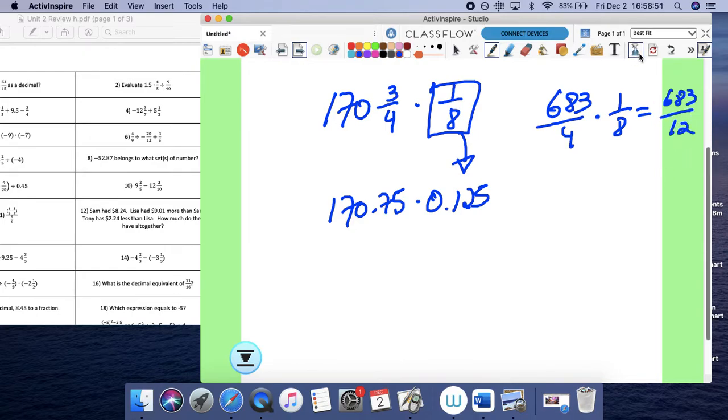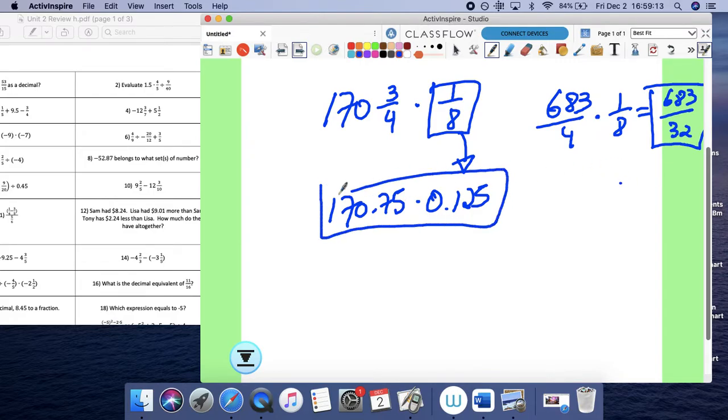I apologize. And then depending on your multiple choice, you might have to change that to a mixed number, which is probably the case most of the time. I don't think you're ever going to find the final answer in that shape. Okay, or you can multiply these two.